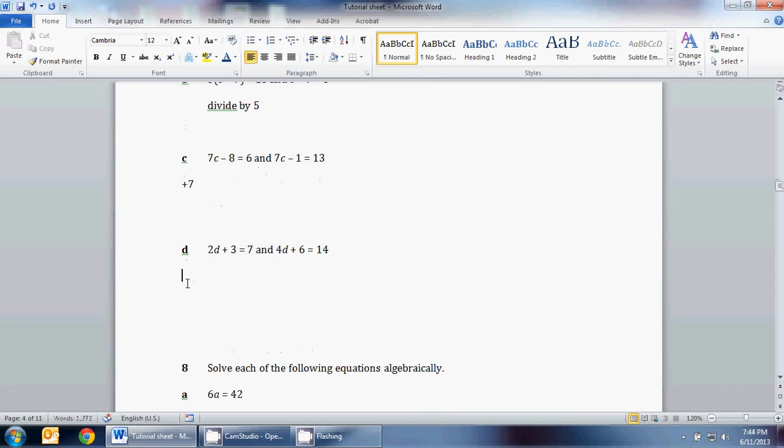And the final one, 2d plus 3 equals 7, 4d plus 6 equals 14. Let's have a look at the right hand side again. 7 has turned into 14. Well, it could be plus 7 or times by 2. Let's have a look at the left hand side. 2d is turned into 4d, so that's times by 2, and 3 is turned into 6, so that's been times by 2. So the answer there is times by 2.